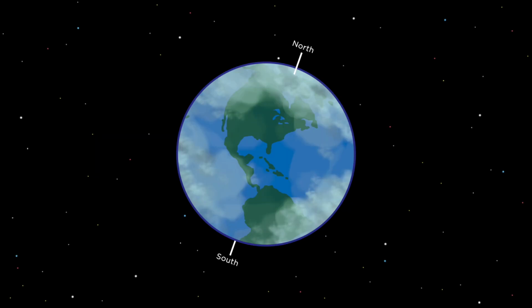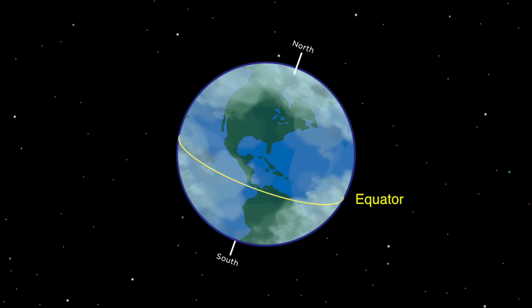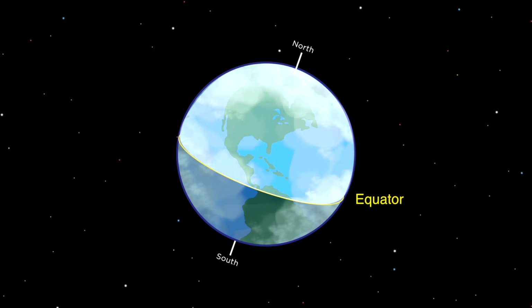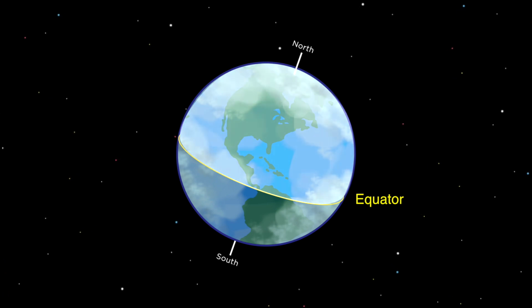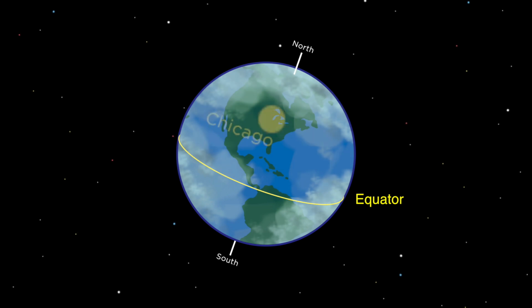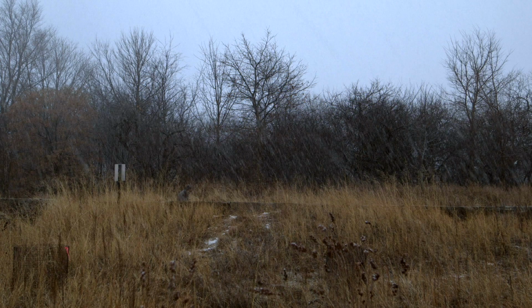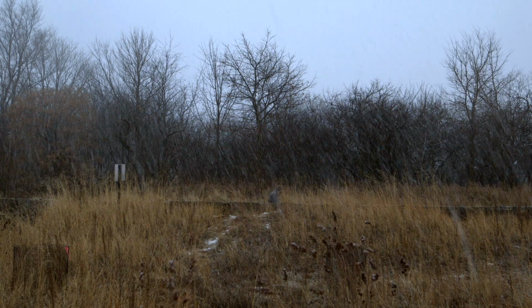Now, what is the invisible line in the middle of the earth called? This is a big vocabulary word. If you guessed the equator, you're right. So everything north of the equator is in the northern hemisphere. And right now, those of us in the north are experiencing winter. And it's so beautiful as the snow falls down.